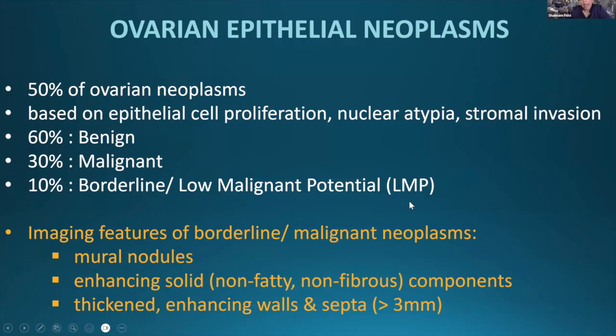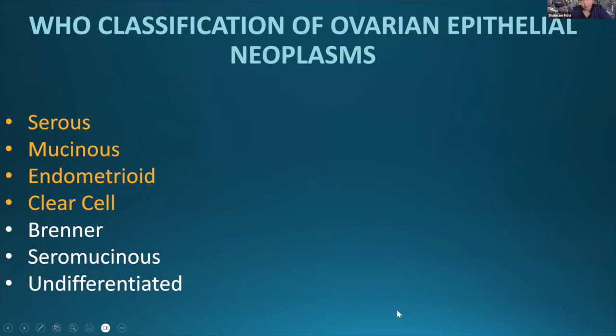Now, how do we categorize borderline or malignant neoplasms on imaging? We're basically looking for these features. We're looking for mural nodules. We're looking for enhancing components. And these enhancing solid components have to be non-fatty and non-fibrous, so basically excluding dermoids and fibromas. And also you'll see thickened enhancing walls and septa, which are typically more than 3 millimeters.